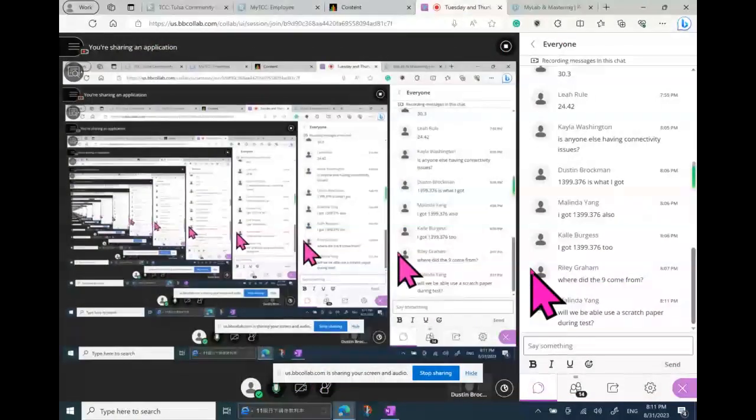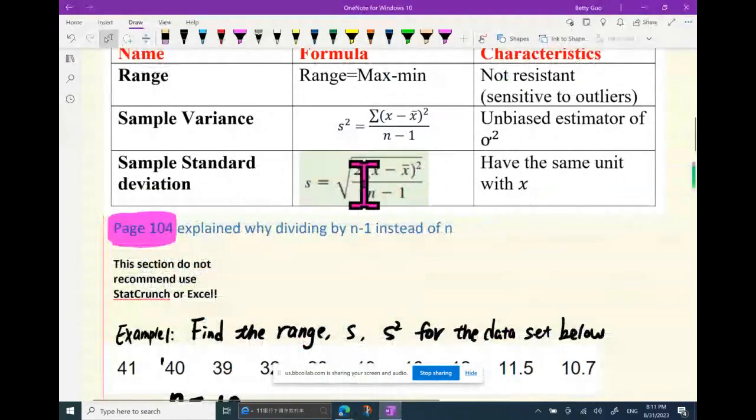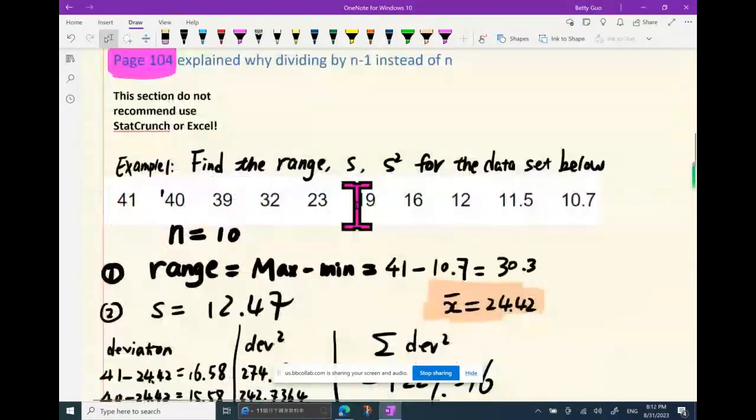Will we be able to use scratch paper? Yes, for sure. The testing center will give you the scratch paper. Also, the testing centers should have TI-84 calculators available. So if you don't have your own, they have them there.